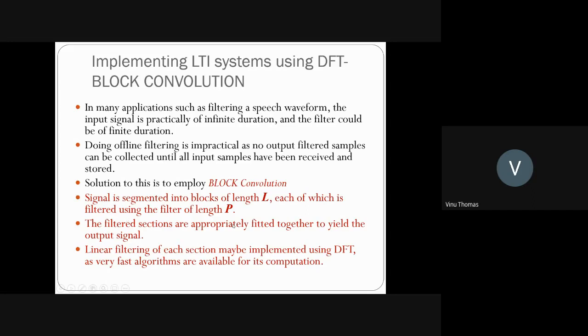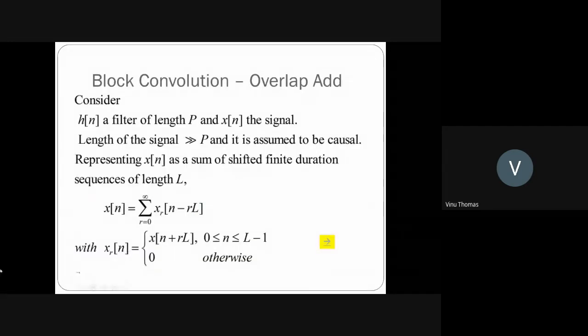That combination has to be done appropriately. Later, in the next module, we will see that this linear filtering can be implemented using the discrete Fourier transform, as we discussed in the beginning of this session, since very fast algorithms called the fast Fourier transform algorithms are available for computing the discrete Fourier transform. So we will see what the strategy for block convolution is.